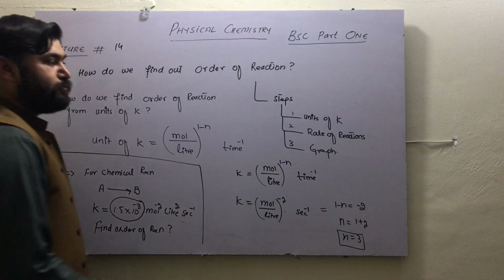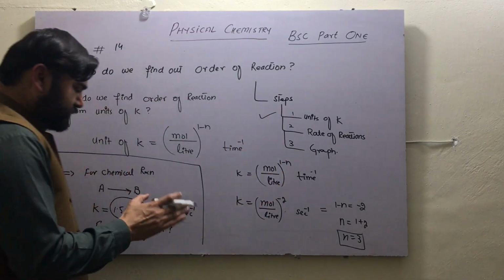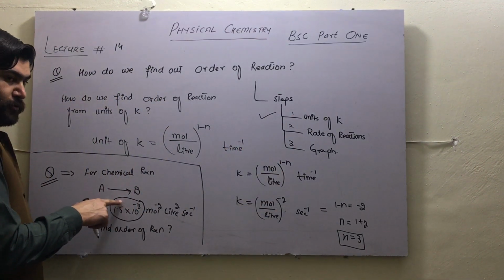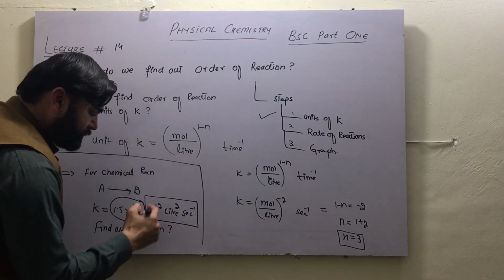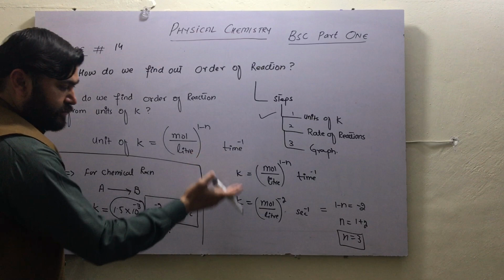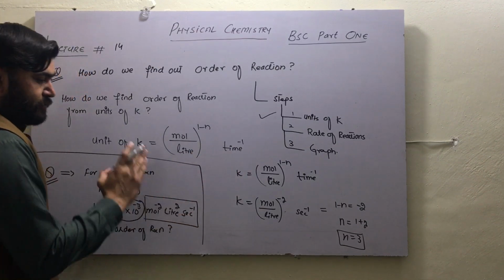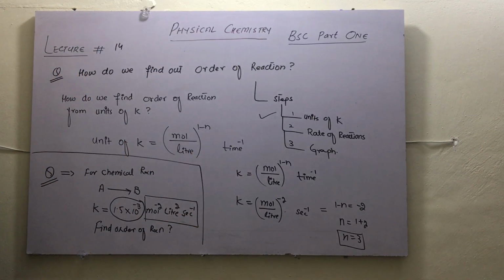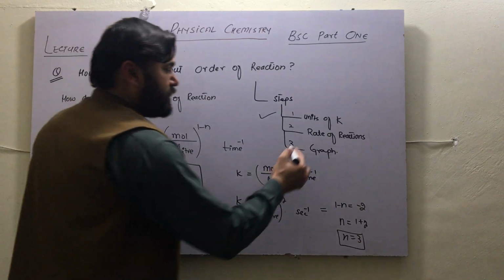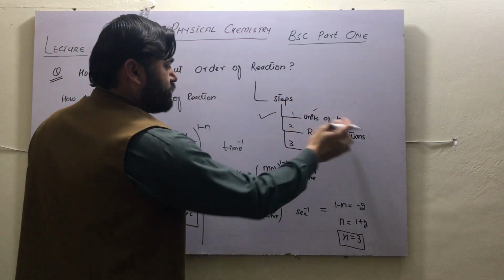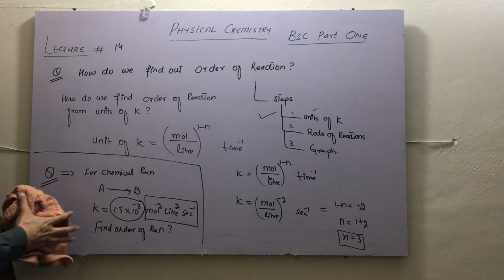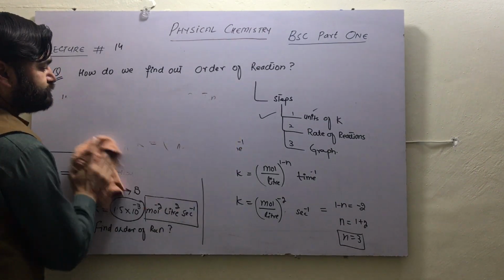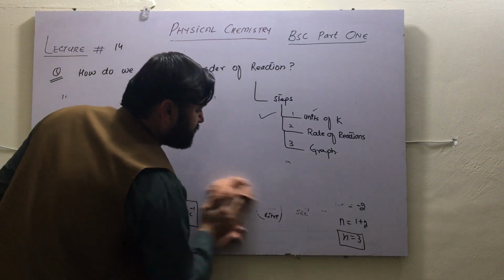This is the very easy method. Do not concentrate on the words, always concentrate on the units. You can find the order of reaction from the units. Just rearrange it and you will get the best answer. So this is step number 1, from where we can find the order of reaction from the units of k. This is the first method.